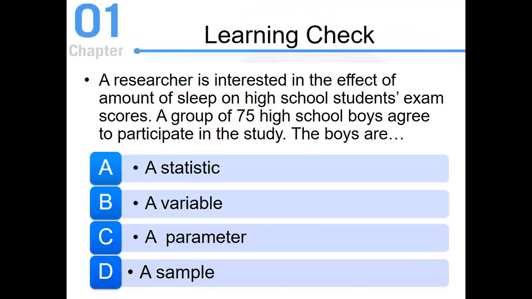Okay, a couple of questions for you to just do at home. Okay, let's do some reinforcement here, make sure that we're understanding everything we're talking about. A researcher is interested in the effect of amount of sleep on high school student exam scores. A group of 75 high school boys agree to participate in the study. The boys are an example of what? A, a statistic, B, a variable, C, a parameter, or D, a sample.